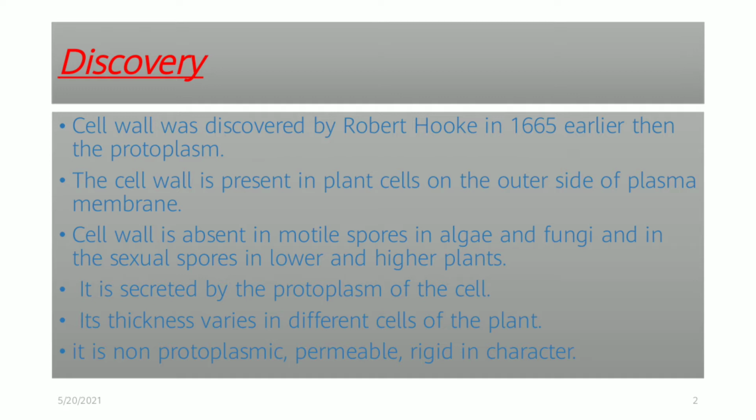Cell wall was discovered by Robert Hooke in 1665, earlier than the protoplasm. Before the discovery of protoplasm, the cell wall was discovered. The cell wall is present in plant cells on the outer side of plasma membrane. Cell wall is absent in motile spores in algae and fungi and in the sexual spores in lower and higher plants. It is secreted by the protoplasm of the cell.